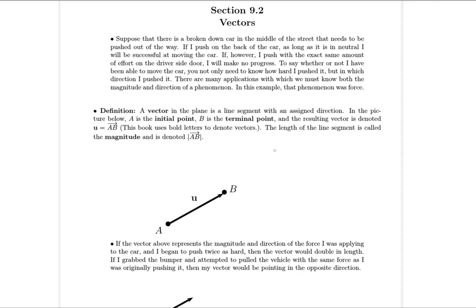The only thing about that is when it comes to me writing that out, and when it comes to you writing that out, it's kind of a pain to force what you're writing to be bolded. What are you going to do? Just color it in, and that's not ideal. So instead, our notation will be U, and we'll put a little arrow over it to indicate that it is in fact a vector.